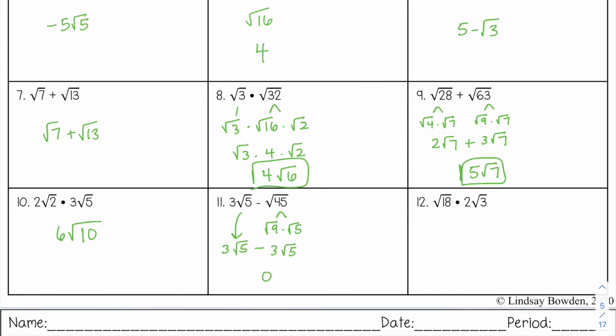All right, and then number 12. Let's see. The square root of 18 times 2 square roots of 3. I'm going to simplify 18 first. So that would be 3 square roots of 2 times 2 square roots of 3, which gives me 6, 3 times 2 on the outside, and then on the square root of 6.